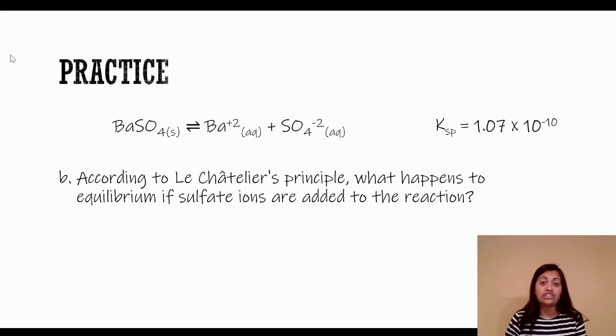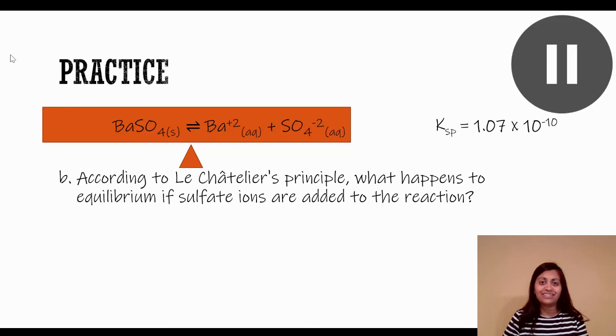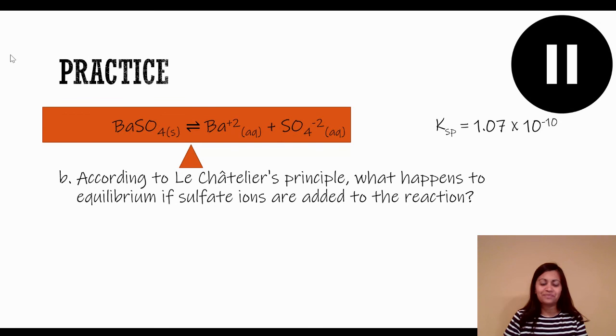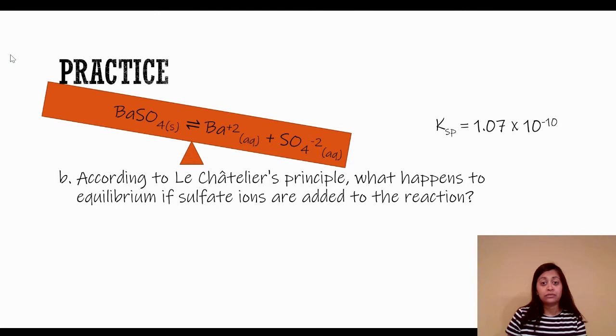So according to Le Chatelier's principle, what happens to equilibrium if sulfate ions are added to this reaction? Now again, anytime you see Le Chatelier's principle, think about your seesaw and what might happen with that. So go ahead and pause and think. All right, so if we're going to add more sulfate ions, essentially think about adding a child on the seesaw on that side. What's going to happen? Well, that side's going to go down.